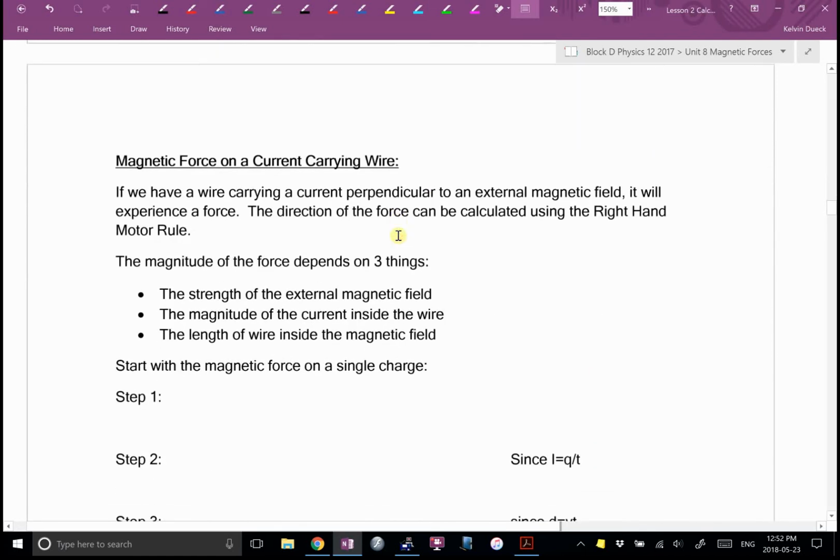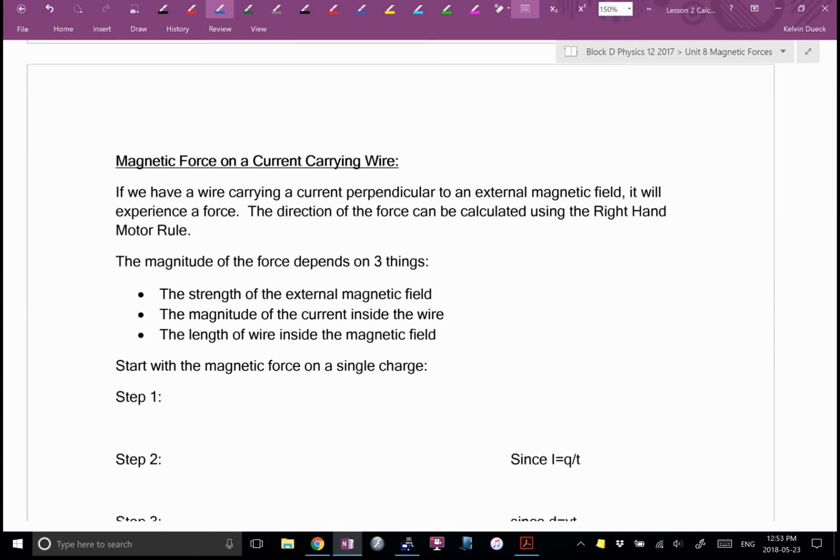What if we have a bunch of charges stuck in a wire holding hands? Well, if one moving charge will feel a force, a bunch of charges stuck in a wire holding hands should also feel a big force. So if we have a wire carrying current perpendicular to a magnetic field, it will also experience a force. And the direction, again, is going to be our right-hand motor rule, but instead of pointing our thumb in the direction of the single particle, we'll point our right thumb in the direction of the current, because that is all the particles.